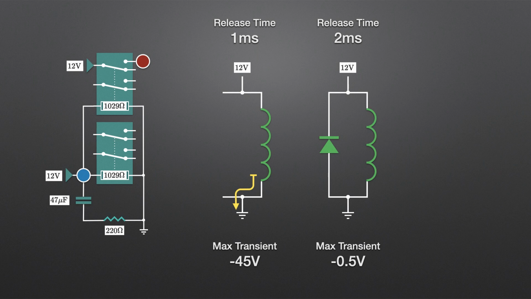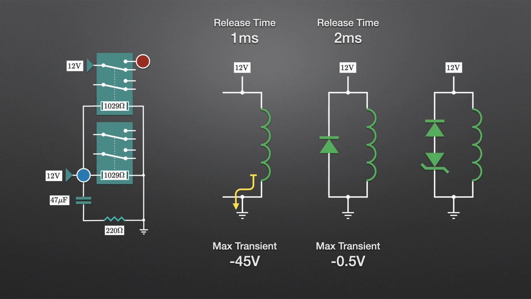Okay, so what other options do we have? Well, I have a trick up my sleeve, and it's another diode. This is no ordinary diode though, this is a Zener diode, and it has a special property that will allow current flow in the reverse direction after a certain voltage limit is breached.